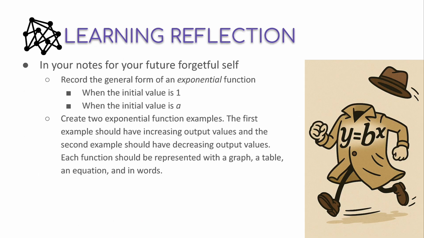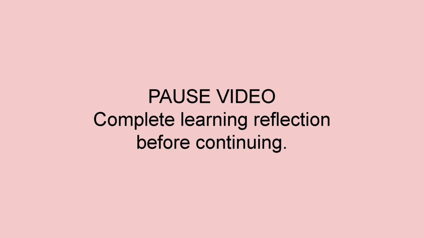In your notes for your future forgetful self, record the general form of an exponential function when the initial value is 1, as in our example, and when the initial value is a constant. Create 2 exponential function examples. The first example should have increasing output values, and the second example should have decreasing output values. Each function should be represented with a graph, a table, an equation, and in words. Pause the video and complete the learning reflection before continuing.